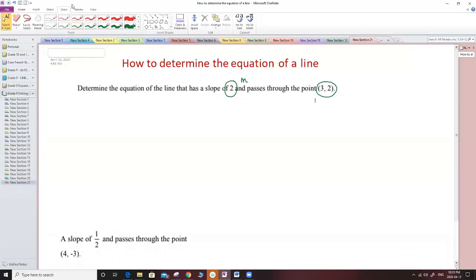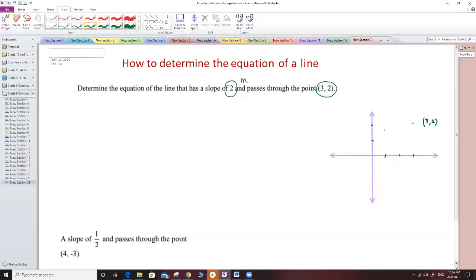So if I have the x-axis and the y-axis, for example, and I have the point (3, 2), which means I can say this is 1, 2, and 3, and 1 and 2. That means there is a point here, and this point is (3, 2). It will be over this line. And the line has a slope of 2.